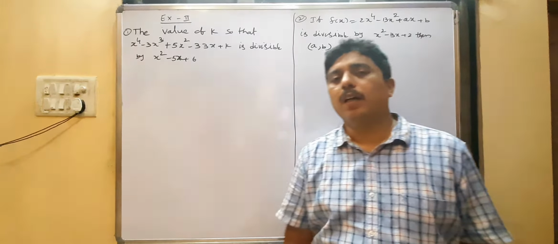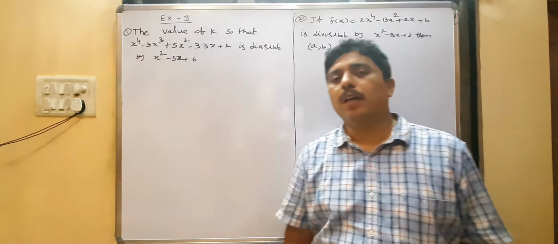This can be written as (x minus 1)(x minus 2). That is, x equal to 1, 2 are factors of 2x⁴ minus 13x² plus ax plus b. For x equal to 1, you have to substitute: 2 into 1⁴, minus 13 into 1², plus a plus b equal to 0. That is, a plus b equal to 2 minus 13, which is minus 11; bringing it to the right side, a plus b equal to 11.